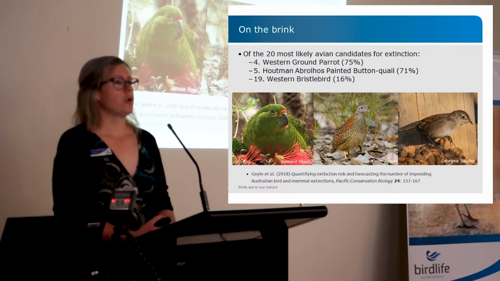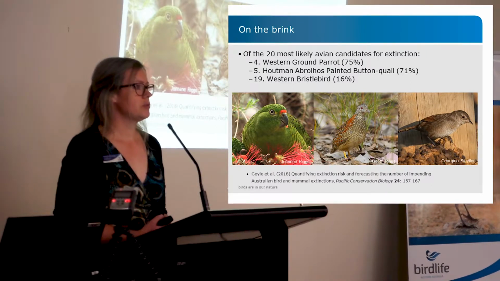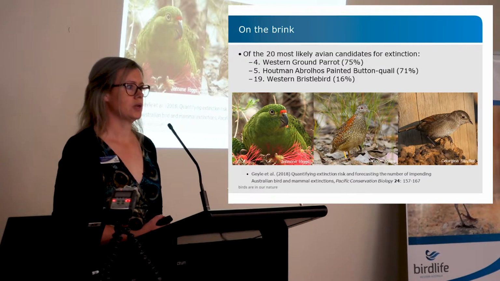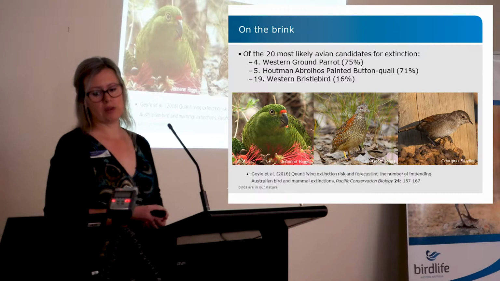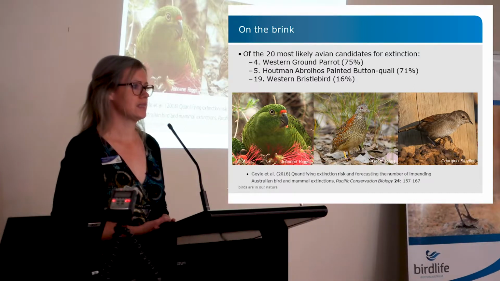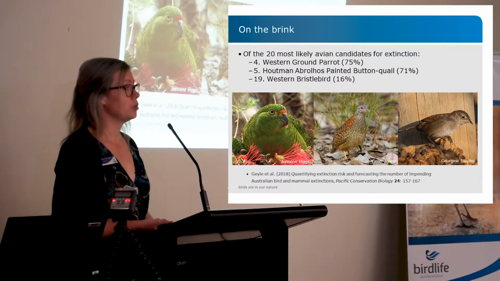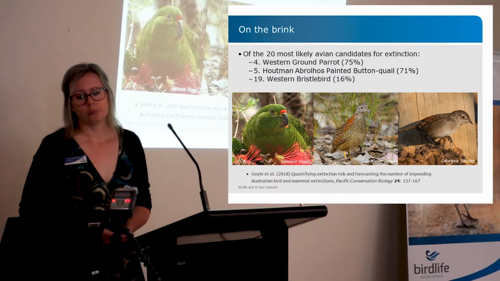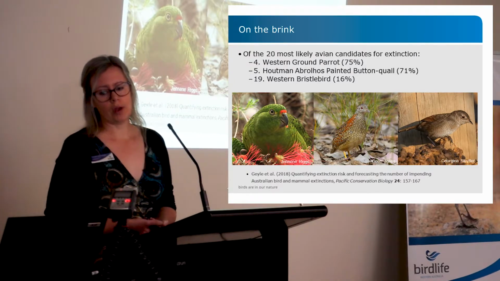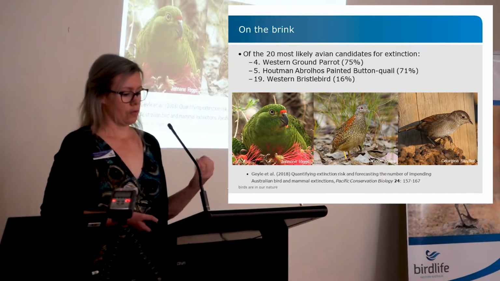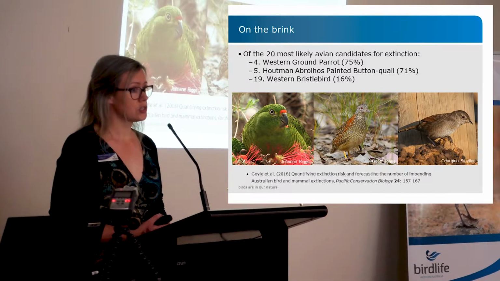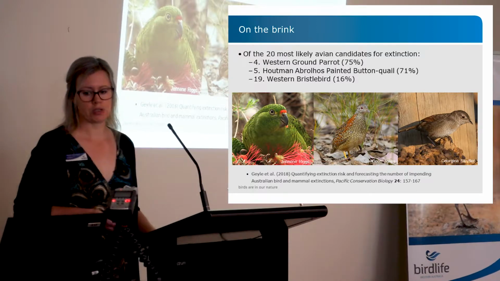It starts off with the Western ground parrot. That's given a 75% chance of going extinct within the next 20 years. Also the Hooded painted button quail at 71%, and then Western bristlebird at 16%. So those are quite sobering facts. The painted button quail and Western bristlebird are both focuses of BirdLife's Preventing Extinctions program, and there'll be a little bit of discussion about that later on.